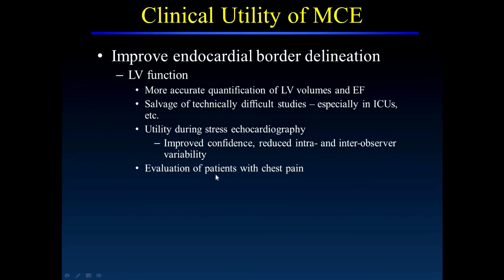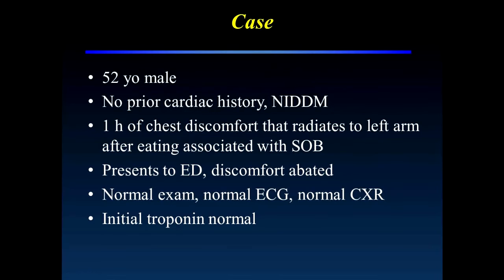Contrast-enhanced studies can also be extremely useful for evaluating patients with acute chest pain in the emergency department setting in particular. It can be used to identify or exclude patients presenting with acute coronary syndromes. This is a case of a 52-year-old male with no prior cardiac history, but he has a history of diabetes. He developed 1 hour of chest discomfort that radiated to his left arm after he ate a meal that was associated with shortness of breath.